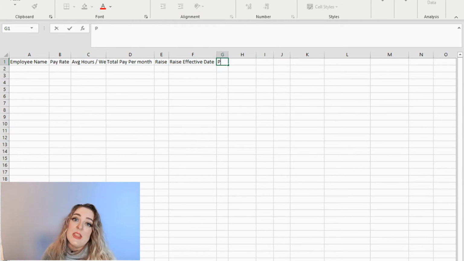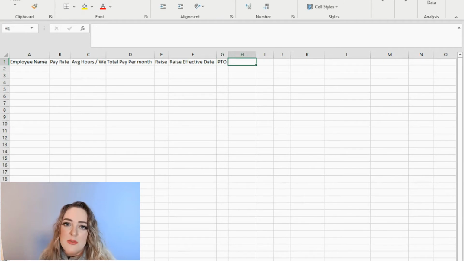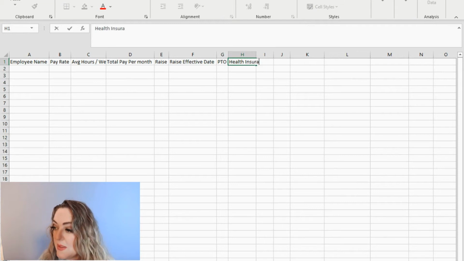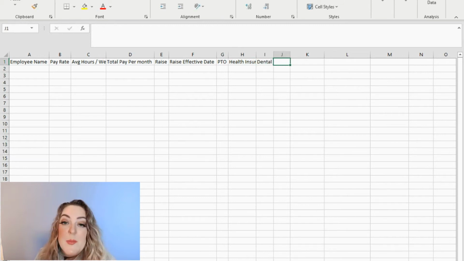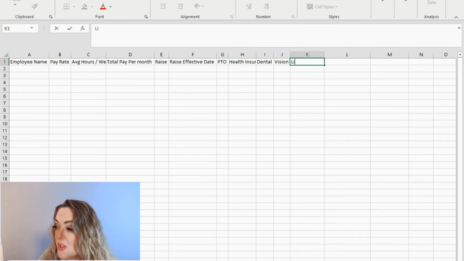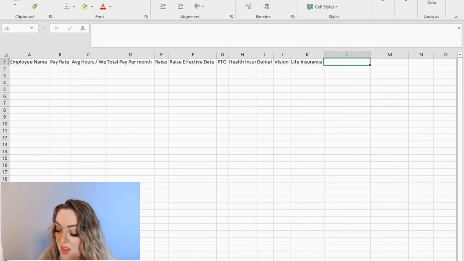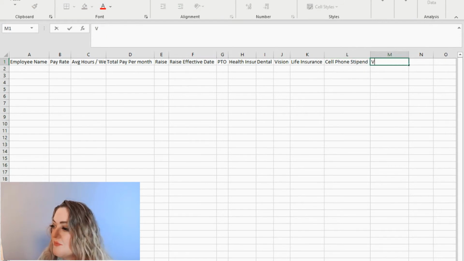So I always recommend that you budget for that PTO and assume that your employees are going to take all of the PTO that they have available to them. So we'll put that in here as PTO, paid time off. Other benefits. They could have health insurance. They could have dental or vision. Maybe they have a life insurance policy through the company. Or a cell phone stipend.